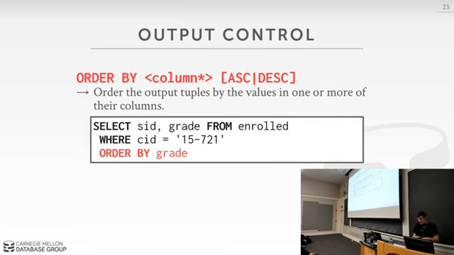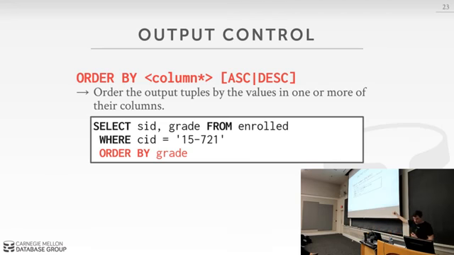In addition to output redirection, we can also do output control. Remember I said at the beginning, SQL is based on bag algebra, meaning it's unordered. But there are many times where you want the ordering in your output. To do this, you add the ORDER BY clause. You're basically specifying how to sort the results that are being generated by this query.